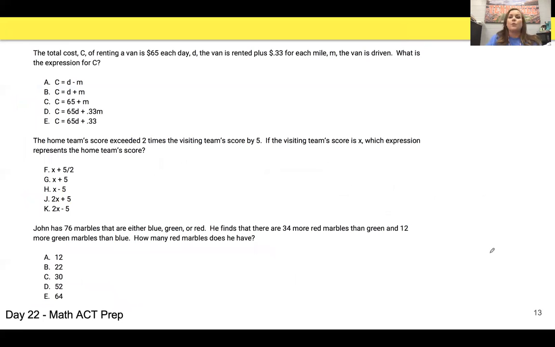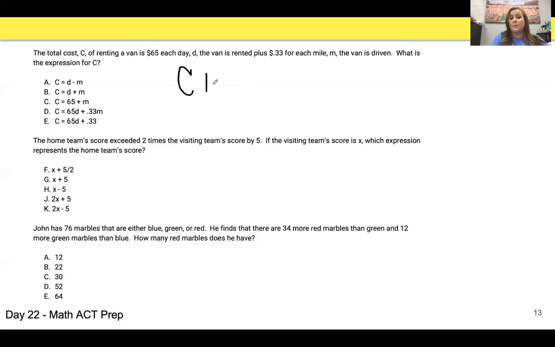Here, this is a real world problem. I've had this before in business when I'm renting a car. The company I'm working for will give me an allowance for a rental car, and so I do try to figure out how much I can drive before it's on my dime. So here you've got $65 a day fixed cost, 33 cents per mile. So what is going to be the total cost?